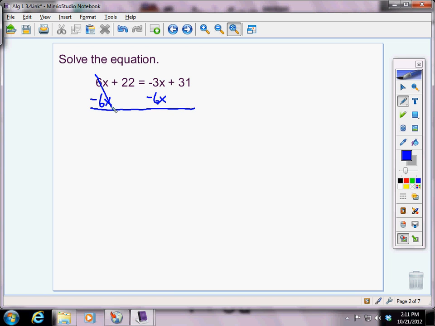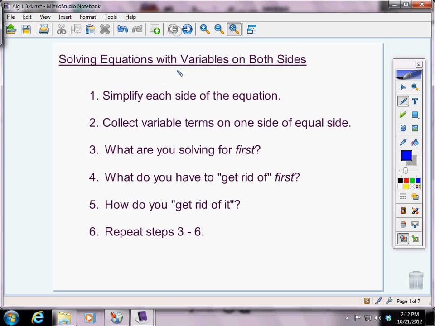Watch what happens when we subtract or we combine a negative 6x here. 6x's minus 6x's cancels out. We have our plus 22, so it's a positive 22. Bring down your equal sign. Negative 3x's plus a negative 6x's is a negative 9x's, and plus 31. Once we do that one step, now this is just a simple two-step equation we know how to solve. That's why these right here look so familiar.